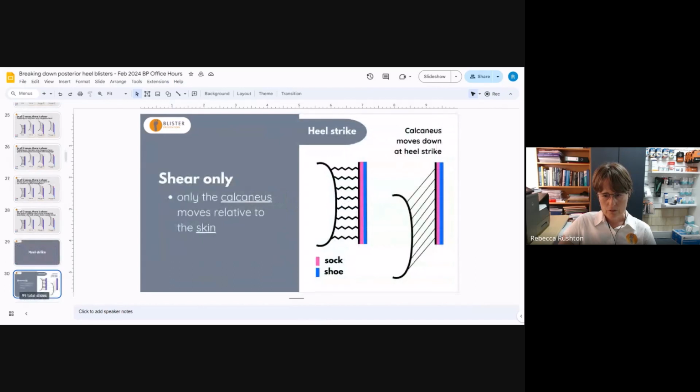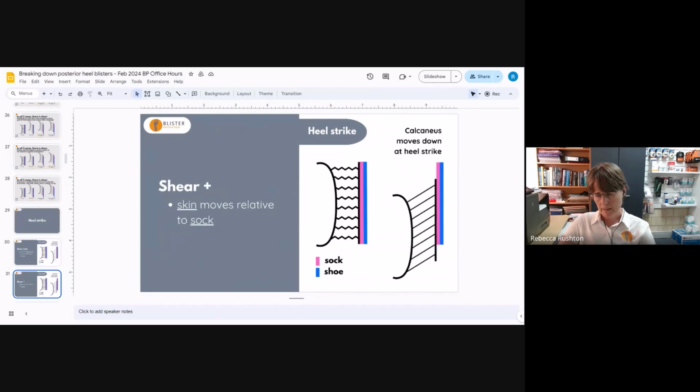So let's look at heel strike now. It's exactly the same, but in the opposite direction. As the calcaneus moves down at heel strike, if friction levels determine that the skin remains in stationary contact with the sock, which remains in stationary contact with the shoe, then given that the bone has to move down a certain amount, the soft tissues will stretch and distort or deform to allow for that to happen.